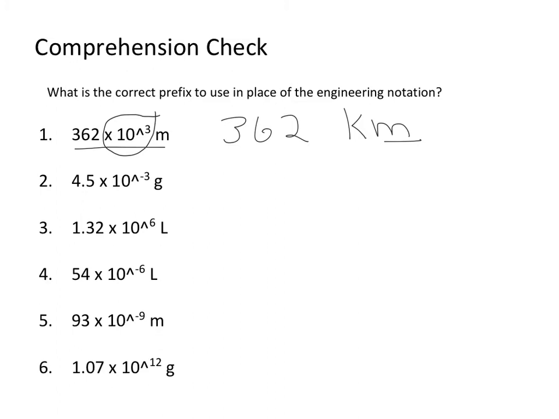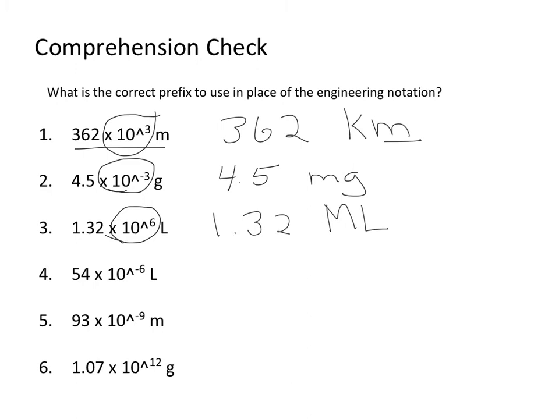This next one is 4.5 times 10 to the negative 3 grams. So if you look on your chart, times 10 to the negative 3 would be a milli. So this could be rewritten as 4.5 milligrams. The next one, 1.32 times 10 to the 6. So this times 10 to the 6 could be replaced. If you go to the chart, a 10 to the 6 is a mega. So this would be replaced as 1.32 megaliters.